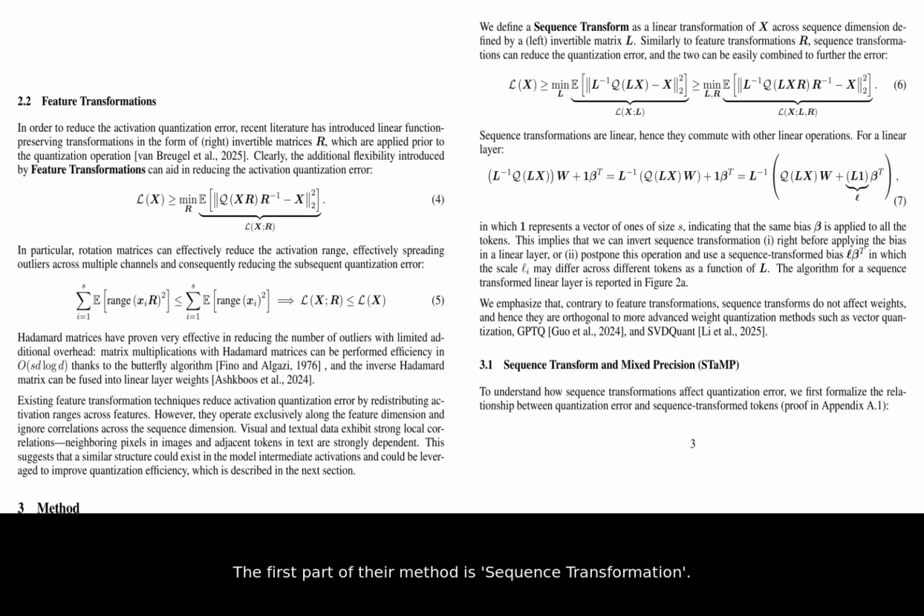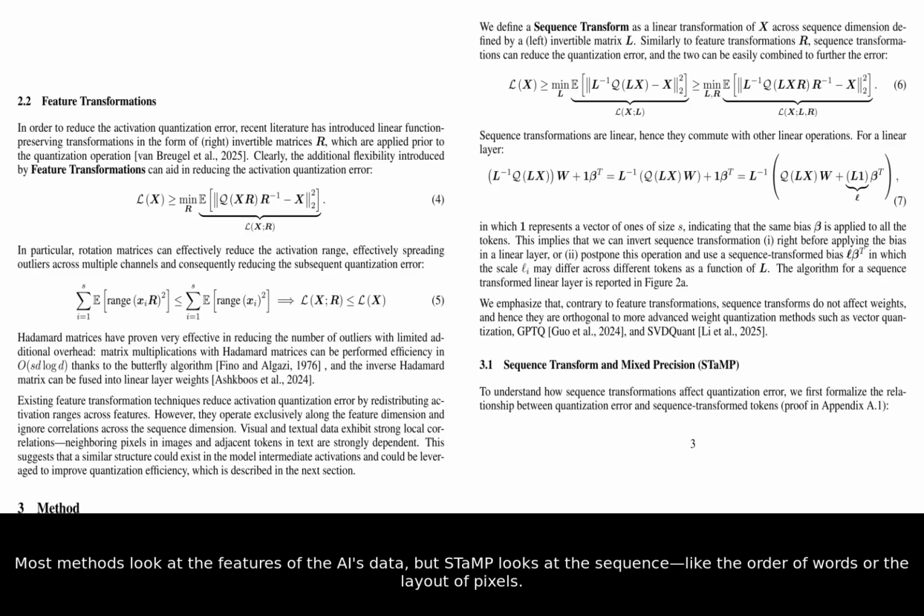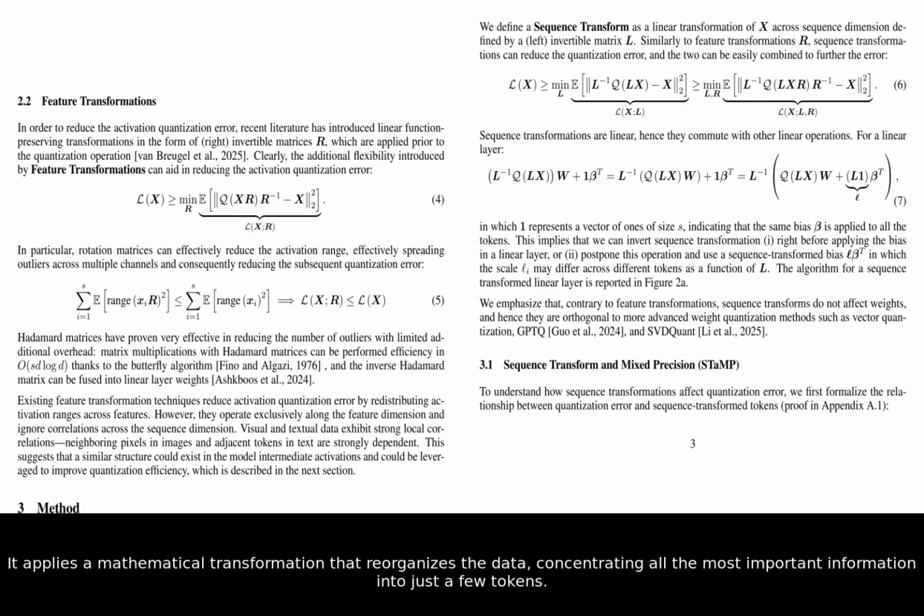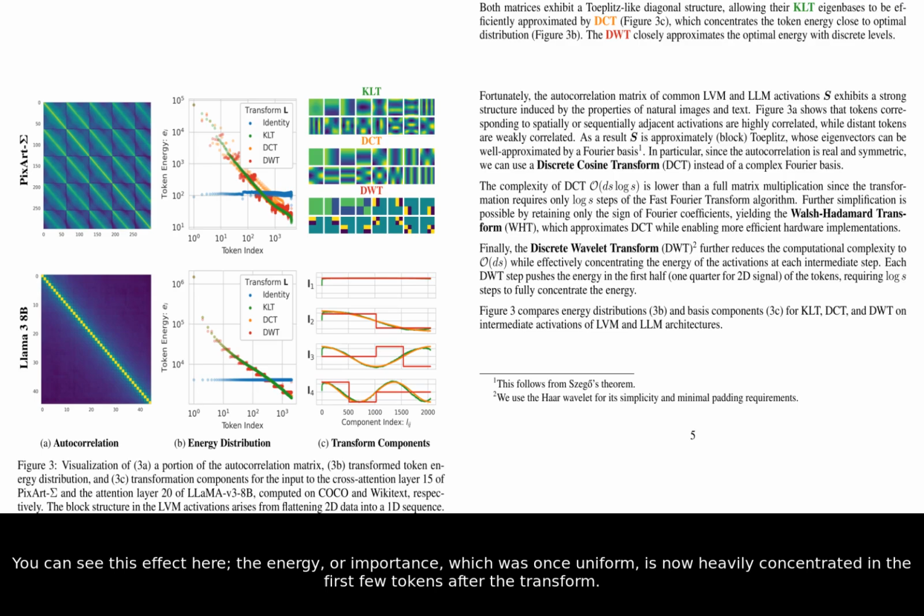The first part of their method is sequence transformation. Most methods look at the features of the AI's data, but STAMP looks at the sequence, like the order of words or the layout of pixels. It applies a mathematical transformation that reorganizes the data, concentrating all the most important information into just a few tokens. You can see this effect here. The energy or importance, which was once uniform, is now heavily concentrated in the first few tokens after the transform.